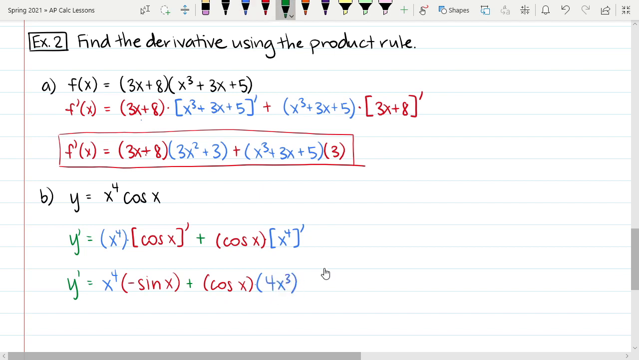And finally, we're just going to clean this up a little bit. We're going to put y prime equals. Now that negative, I want to move out in front, because putting it in the middle, even with the parentheses, still makes it almost look like subtraction, which could easily lead to a mistake. So I do want to move the negative in front of that term. This now becomes negative x to the fourth sine of x, plus, same thing here, with this 4x to the third, we're better off moving it in front of the cosine of x factor. So I'm going to write that as 4x to the third cosine of x.